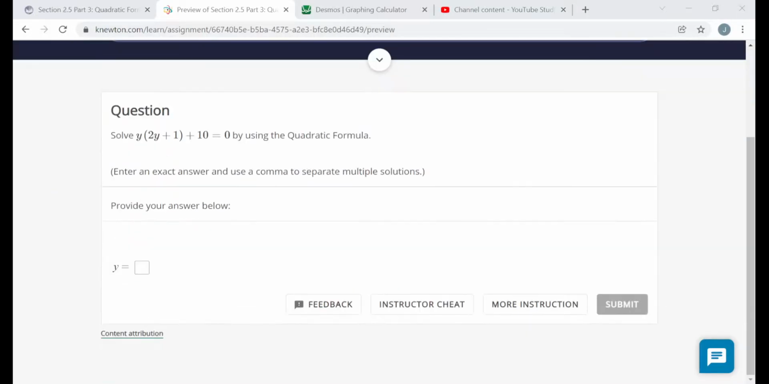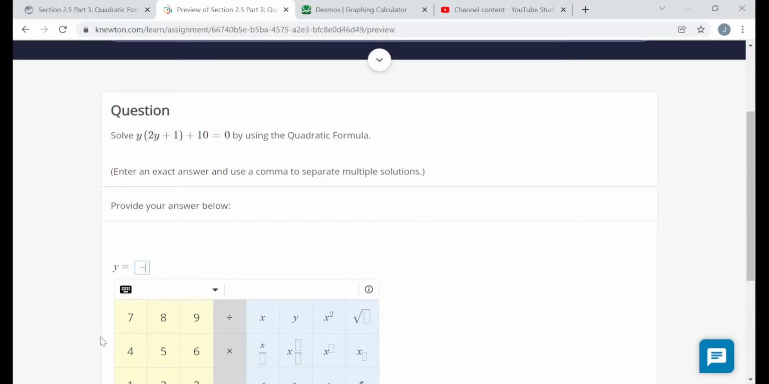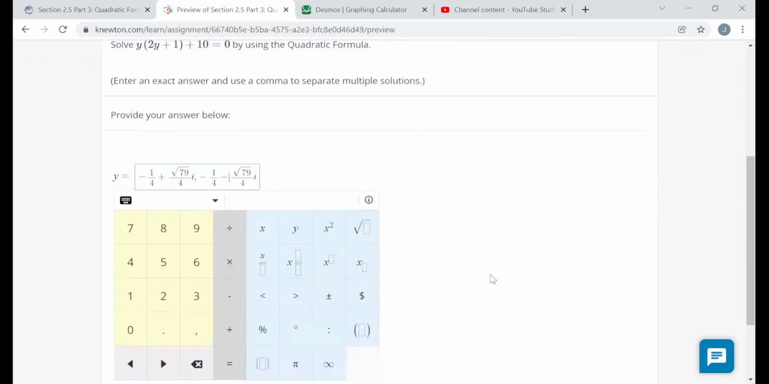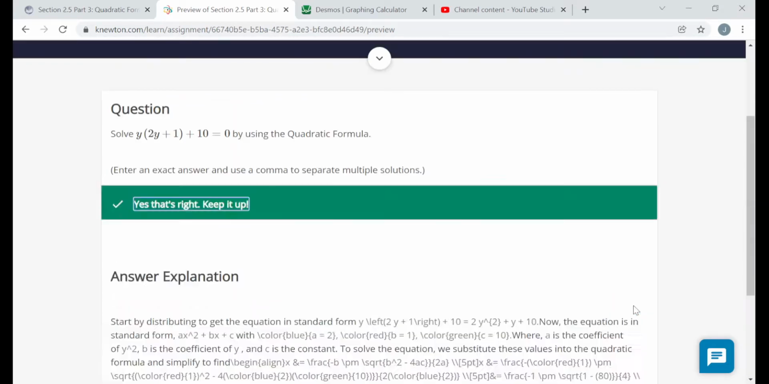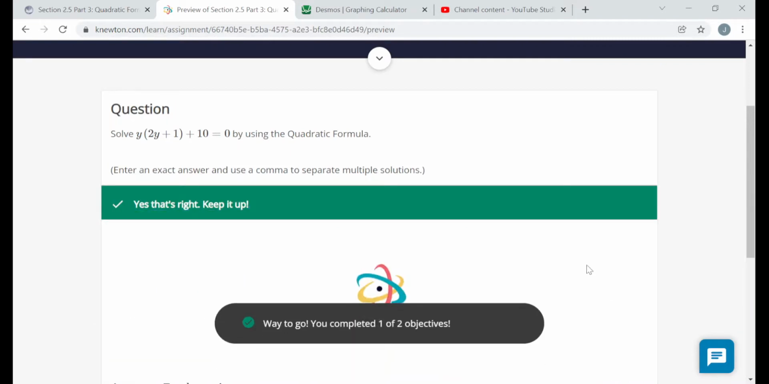All right, so let me enter those. Negative 1/4 plus the square root of 79 divided by 4. Now make sure the divided by 4 is not in the square root, right? Times i. Same thing with the i. Make sure that's not in the square root. Comma. And again, I'm just going to copy and paste this after the comma and replace the plus with a minus, and those should be good. Wonderful. So that objective's done.